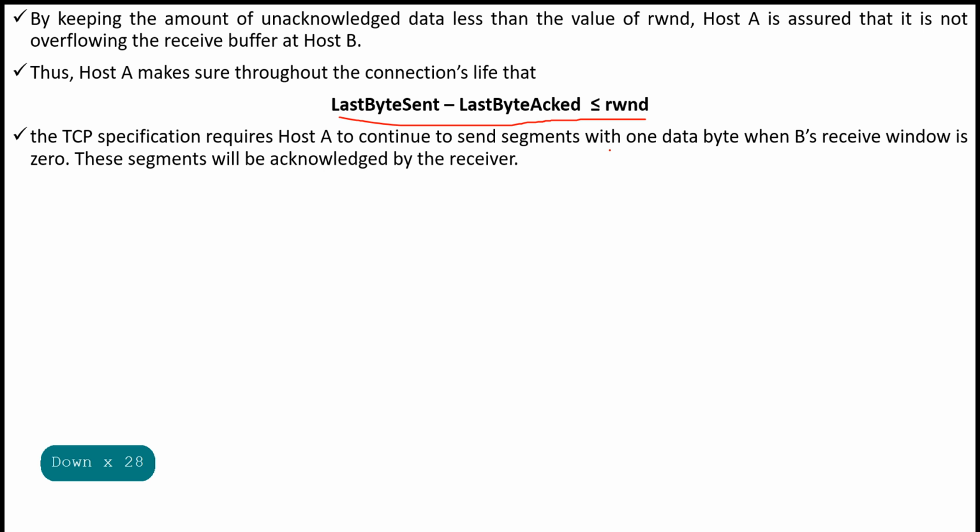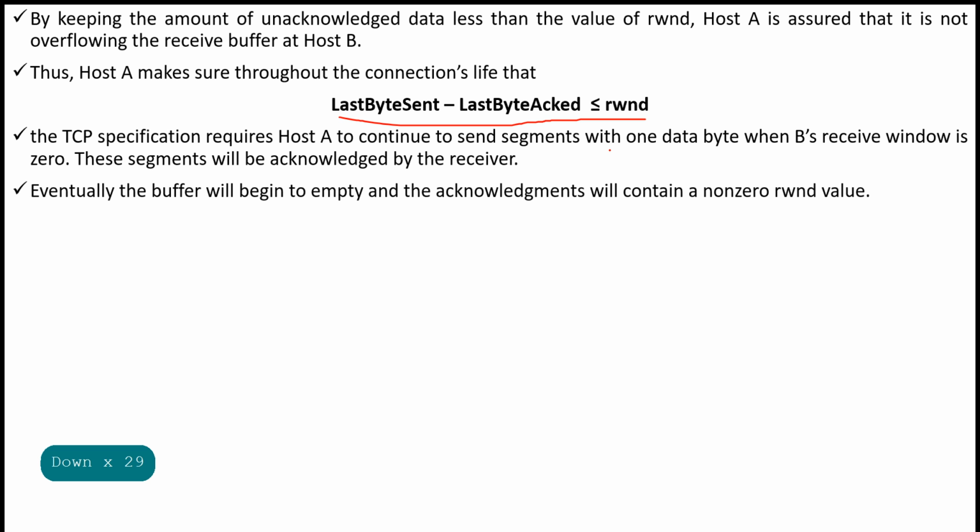The TCP specification requires host A to continue to send segments with one data byte when B's receive window is 0, and these segments will be acknowledged by the receiver. Eventually, the buffer will begin to empty and the acknowledgement will contain a non-zero RWND value.